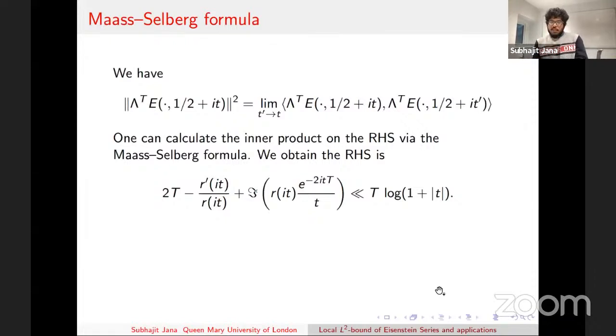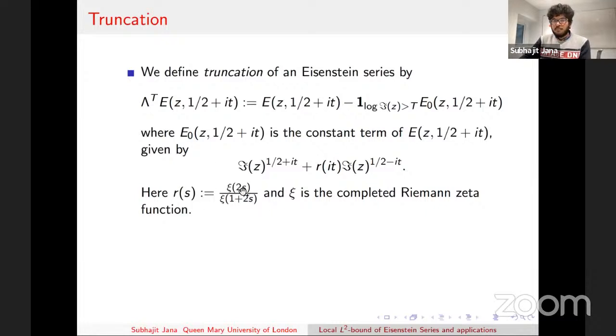How do we compute the L2 norm? This is given by the Maass-Selberg formula. We compute the L2 norm of the truncated Eisenstein series by regularizing the parameter, meaning that we separate out T and make it a generic parameter T prime, and then consider the limit as T prime goes to T of the inner product between two generically placed Eisenstein series. One can then calculate the right-hand side by the so-called Maass-Selberg formula, which is given by 2T, then the logarithmic derivative of r, and then some quantity. The whole point is that r(it), by the functional equation of the Riemann zeta function, if you plug in s equals it, is bounded by 1. That follows from the functional equation.